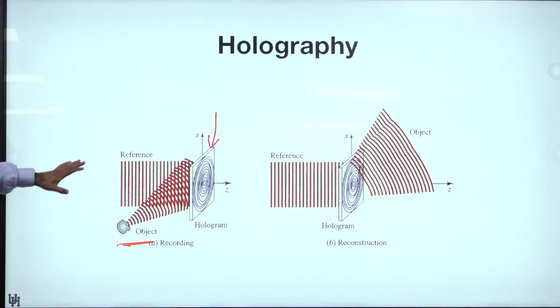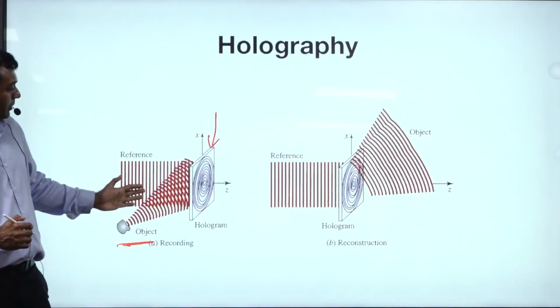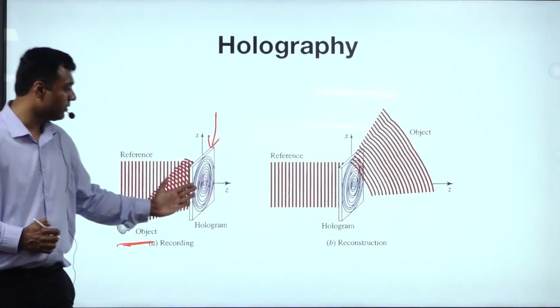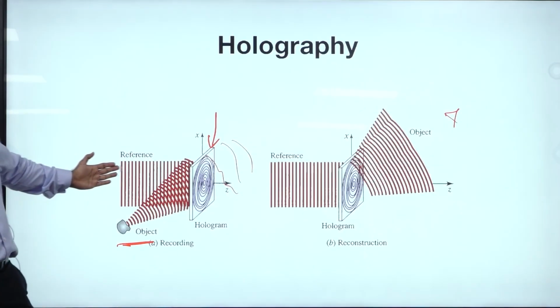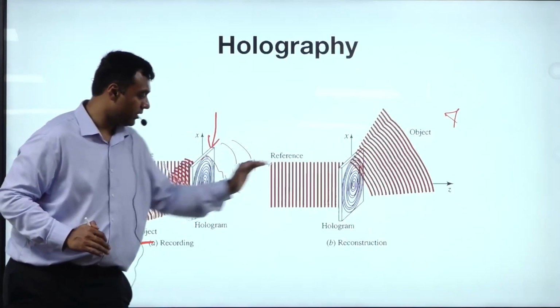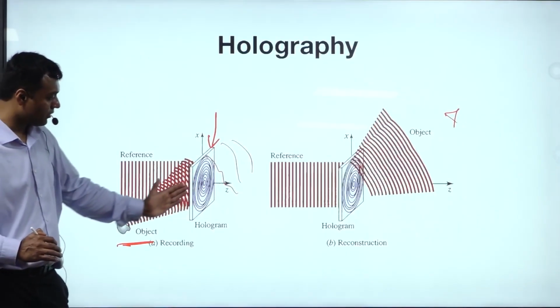Now the light that goes afterwards is a combination of this light and this light. So some amount of light, after interference, goes through out here, and if you put your eye here, you can see this object over here. Now what you do is remove the object and still have this reference beam, and then have this grating kept here. So this recording has recorded light that comes because of the object.